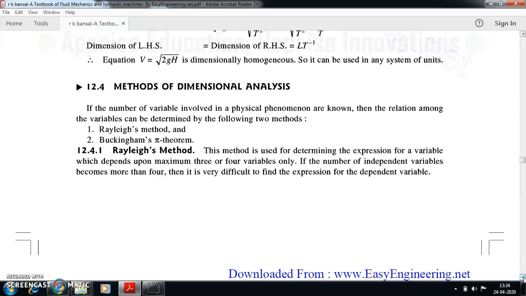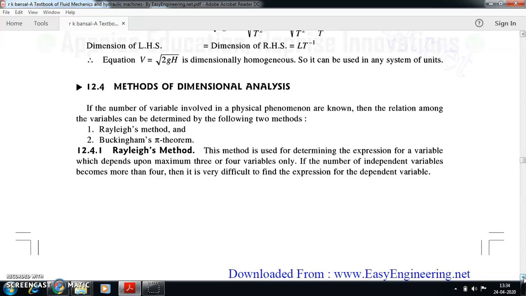Now if you go to methods of dimensional analysis, you have two important types, wherein you are trying to figure out the relationship between the different variables involved in a process or a phenomenon. For example, v was equal to root of 2gh. In order to obtain that equation, you have to carry out dimensional analysis. When we carry out dimensional analysis, we have two important methods: the Rayleigh method and the Buckingham Pi theorem, both of which are very important from your examination point of view.